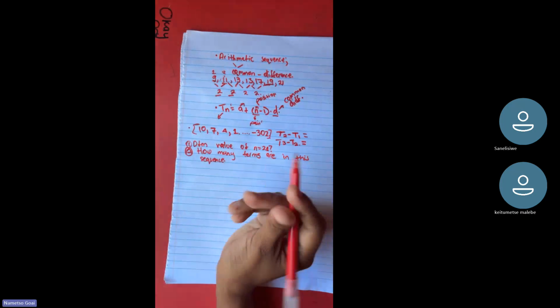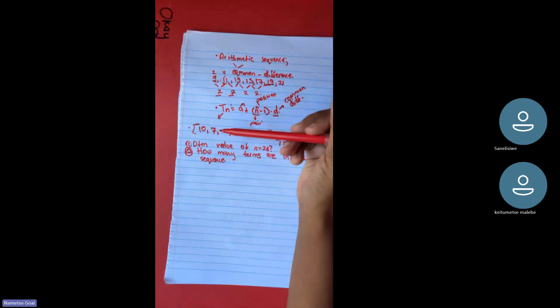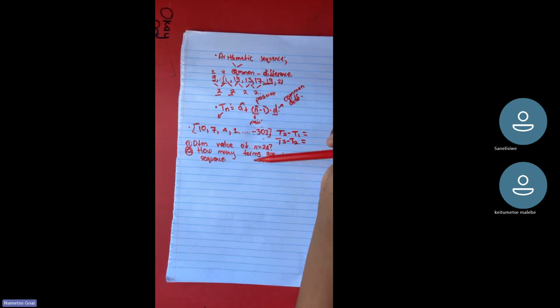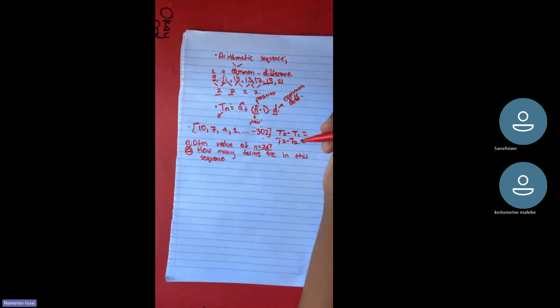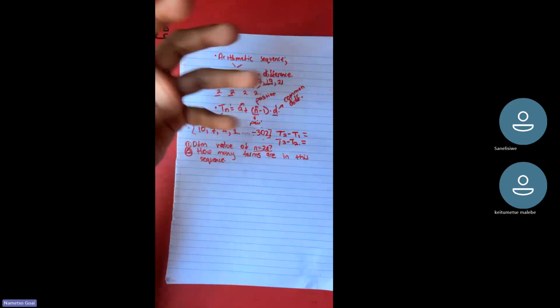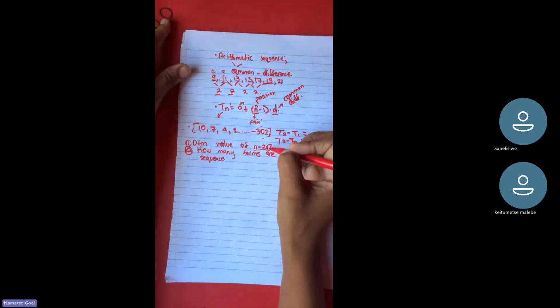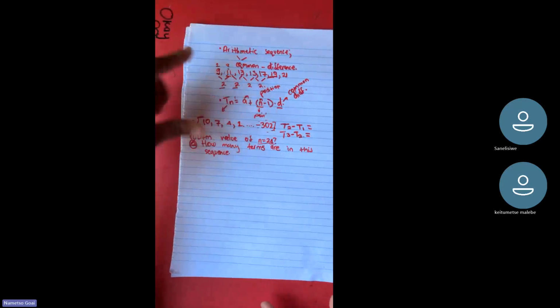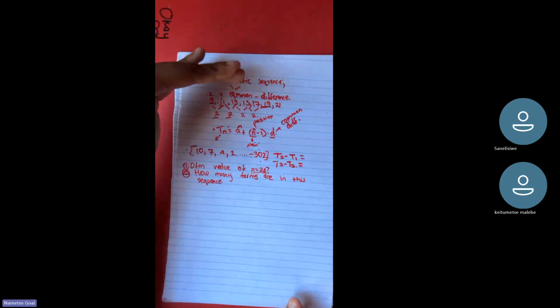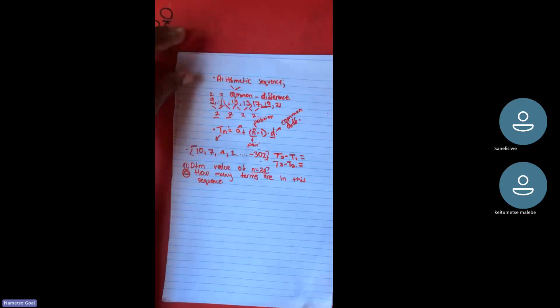Okay, fine. Now, they're saying we have 10, 7, 4, 1, all the way going to negative 302, which is the last term in our sequence. So they're telling us to determine the value of T21. They're trying to tell us to figure out what the value will be if our position is 21, right? And remember, this is an arithmetic sequence. First things first, it has to have a common difference, right?